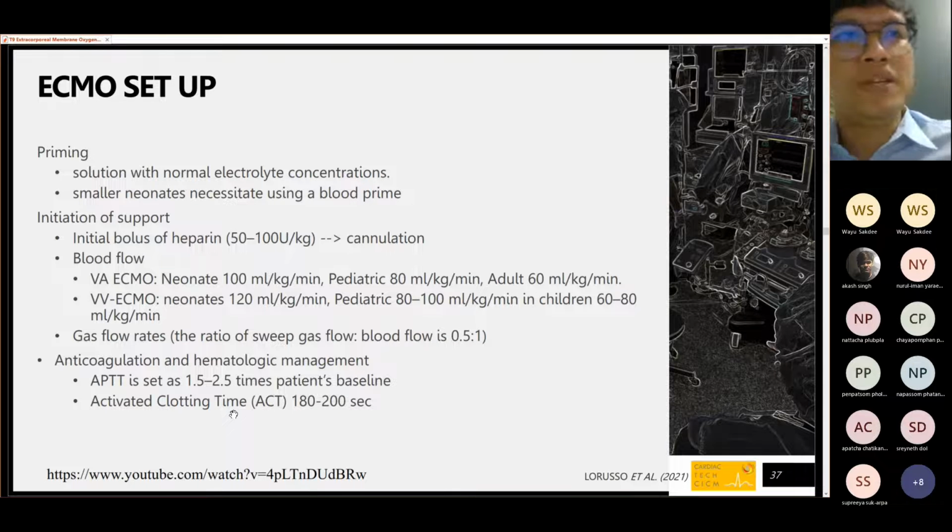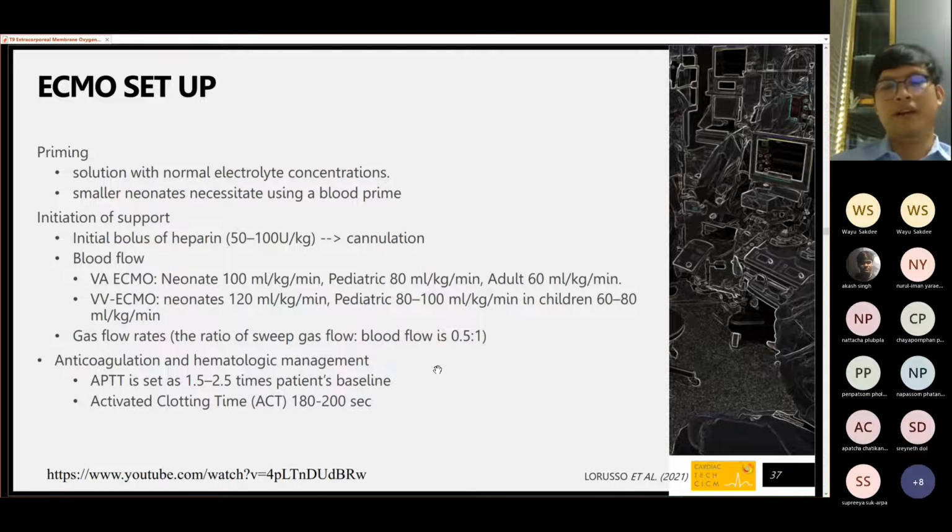So after that, you need to recheck the APTT or ACT to maintain it at 1.5 to 2.5 times the normal baseline. So here is the ECMO setup and starting the ECMO.